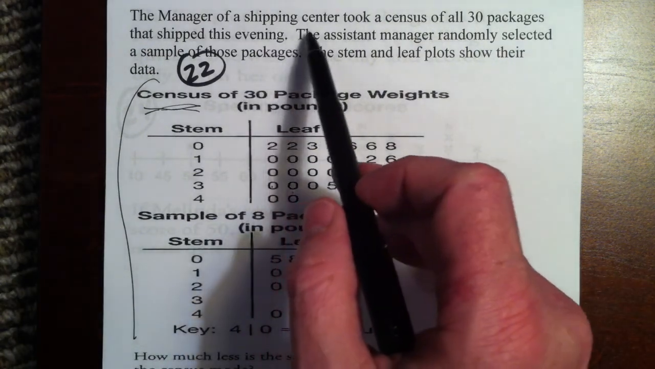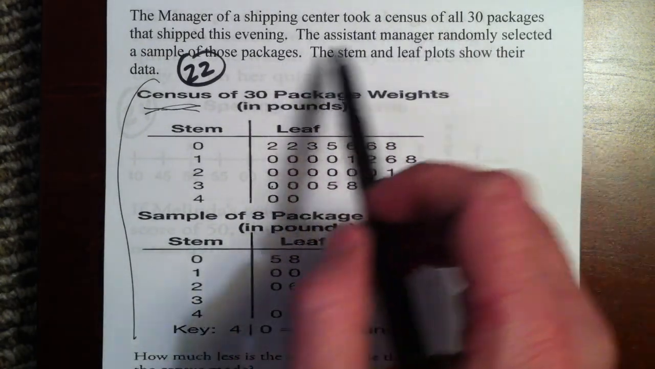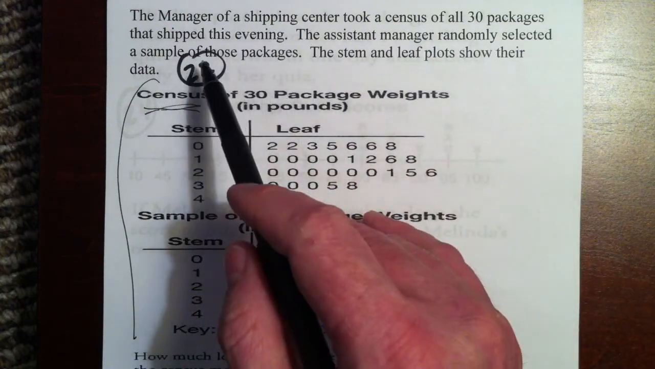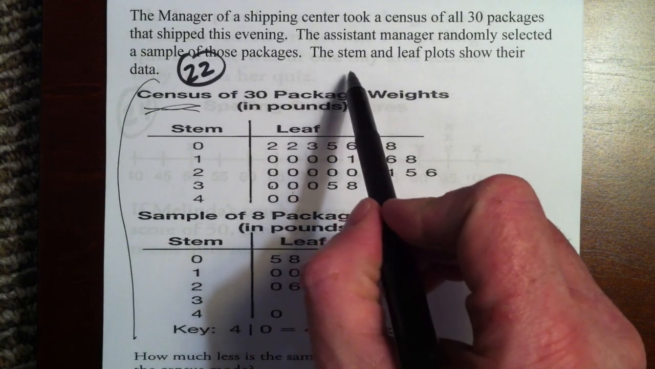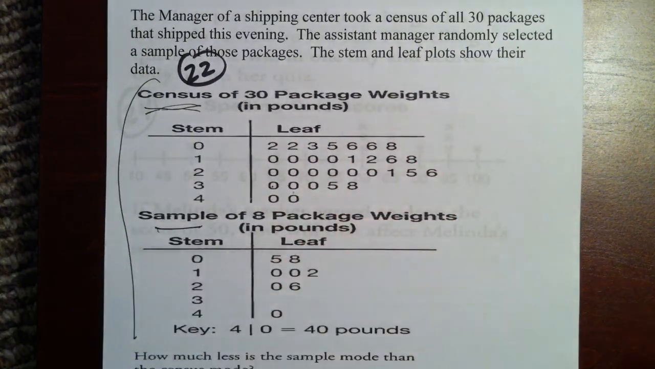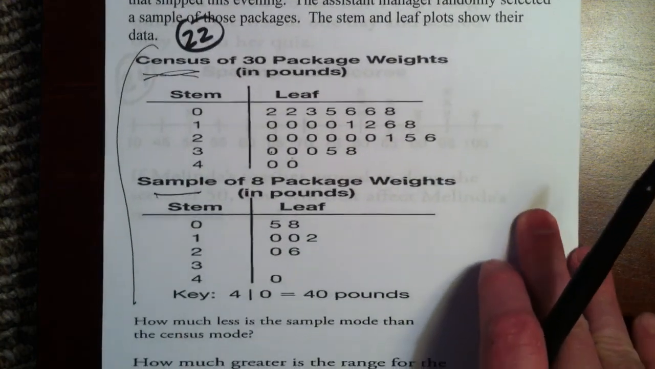The manager of a shipping center took a census of all 30 packages that shipped this evening. The assistant manager randomly selected a sample of those packages. The stem and leaf plot below shows their data. And here we have the census, and here we have the sample.